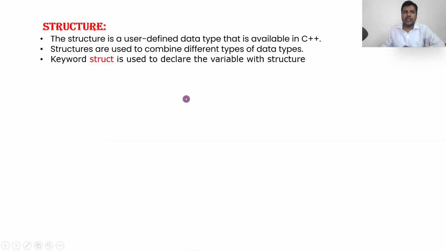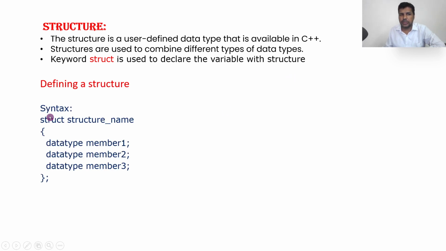Right, structure. Now what is a structure? Structure is a user defined data type that is available in C++. So as we know, structure is a user defined data type, right? Structures are used to combine different types of data types. Just like previously we have seen arrays, which hold the same type of data type, but here we have different types of data types. That means it can store integer, float, character, string, double, different types of data types. Now what is the keyword we are using? We are using struct. The keyword struct is used to declare the variable with the structure.